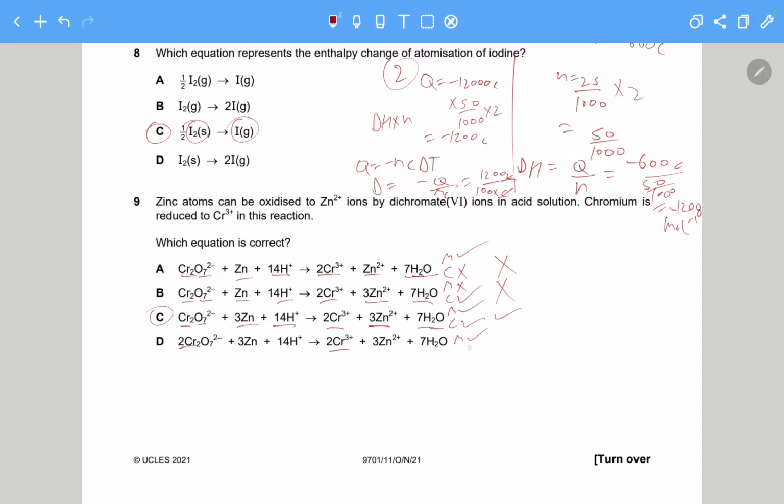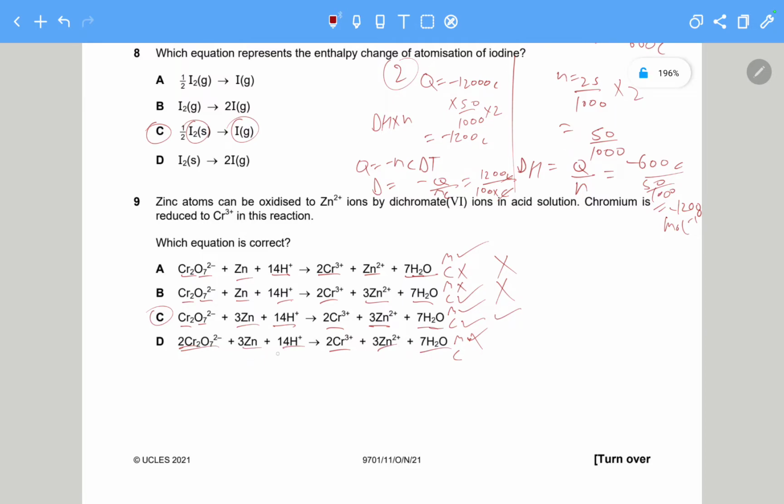So that's moles not balanced. Sorry, so moles not balanced because we have 4 on the left, 2 on the right for chromiums. 14 oxygens, 7 oxygens, again very bad balancing. 3 zincs correct. 14 hydrogens correct.